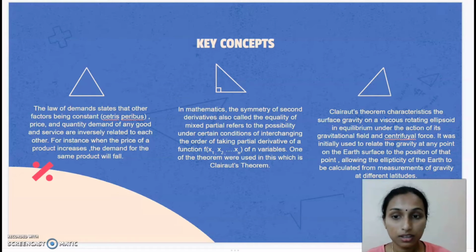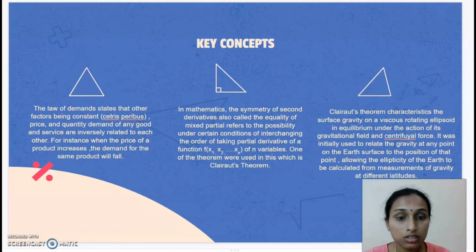And the key concept is, first of all, the law of demand states that other factors being constant, which is ceteris paribus, price and quantity demanded of any good and service are inversely related to one another. For instance, when the price of the product increases, the demand for the product will fall.